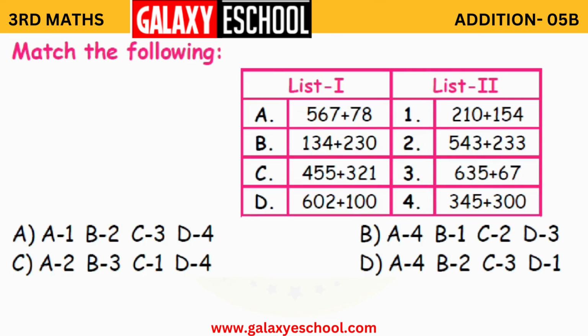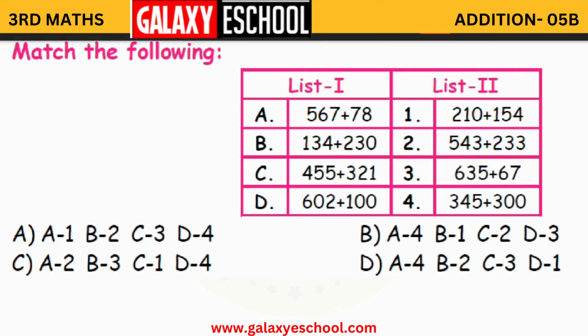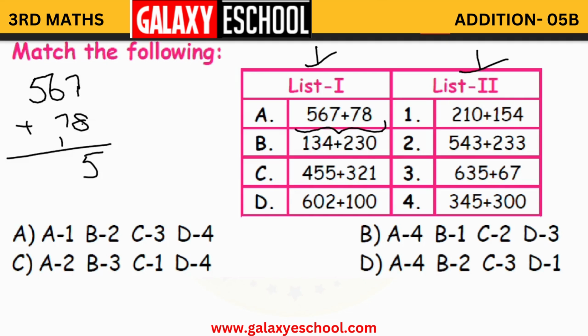Okay children. Moving on to the next question. Match the following. See, we are having two lists here. First one is 567 plus 78. Let us add these two. 567 plus 78. 7 plus 8 becomes 15. 6 plus 7 becomes 13, plus 1 becomes 14. 5 plus 1 becomes 6. So 645 is our answer. Yes, for A, 645 is our answer.